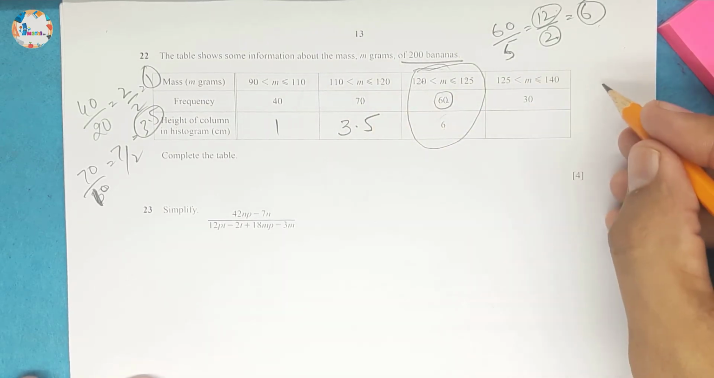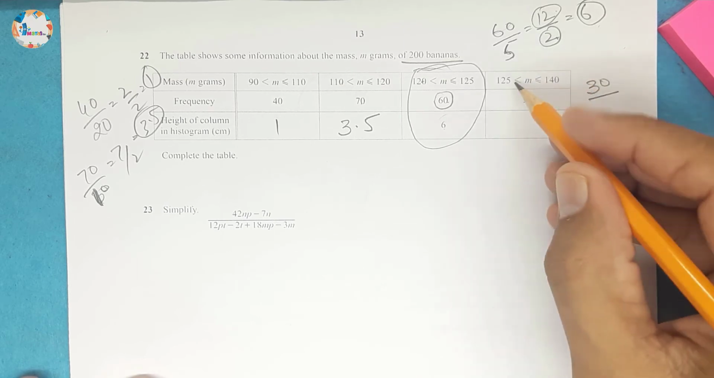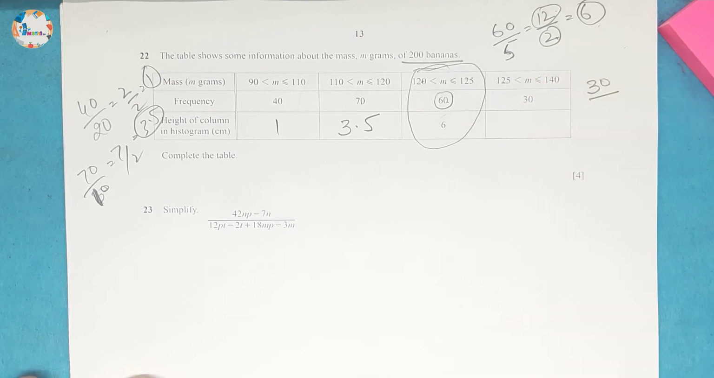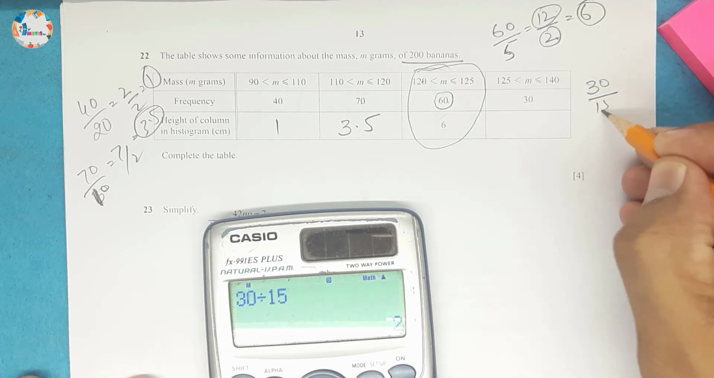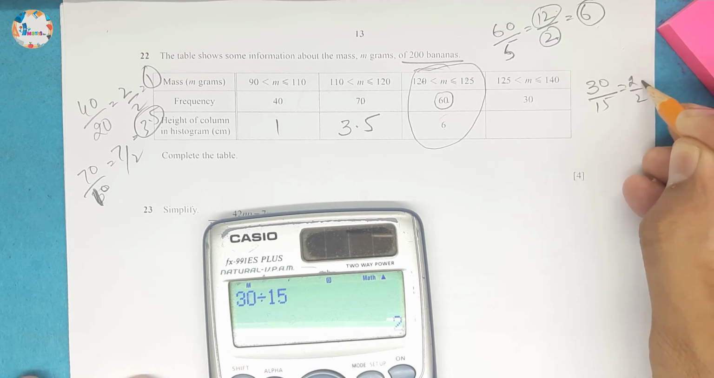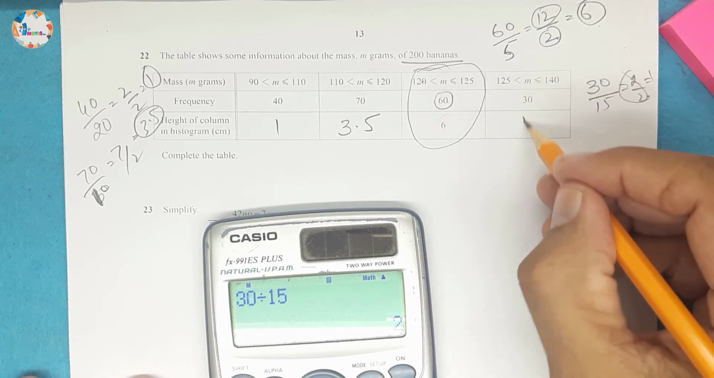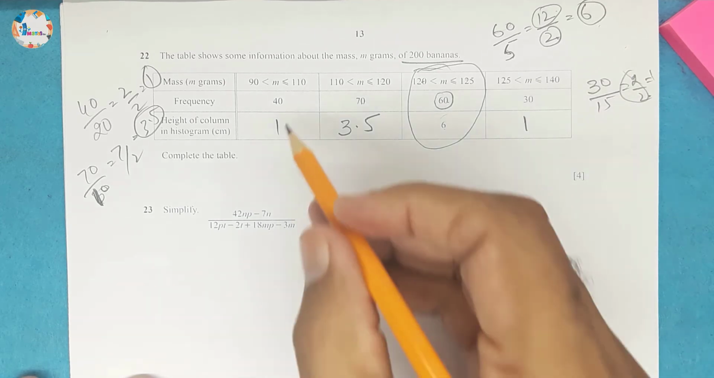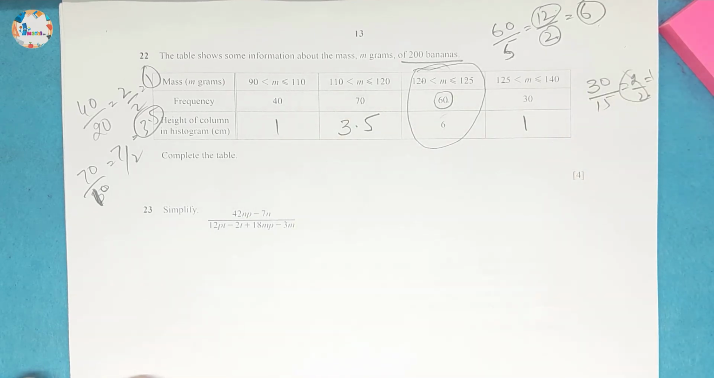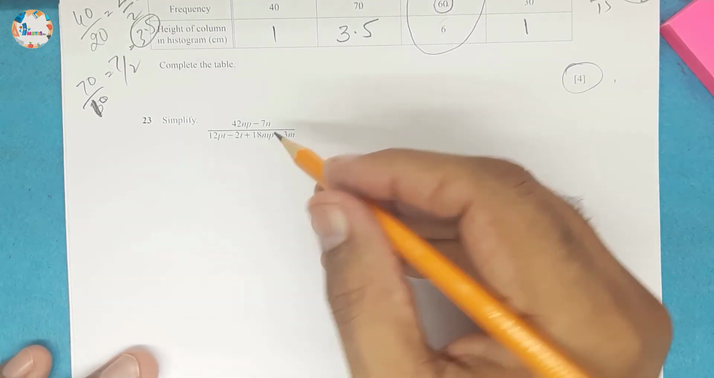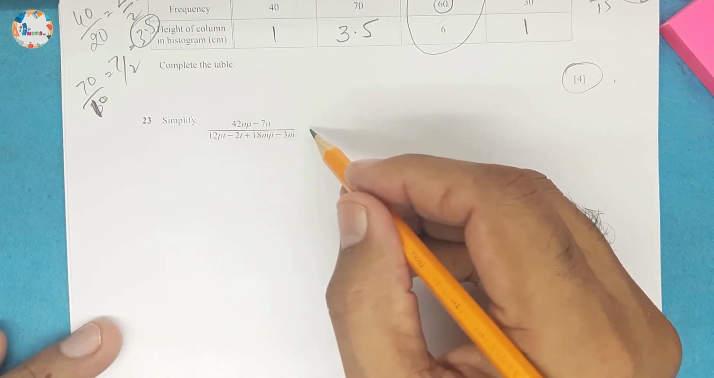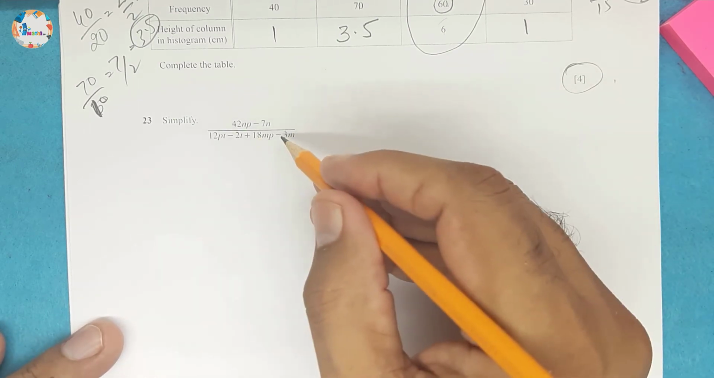Now for this one, 30 will be divided by the class width, which is 15. So 30 divided by 15 will be 2. So 2 will again be divided by 2, so we will get 1. So it will be 1 over here. So we have completed this table. 4 marks for this easier question, I think. So it's good. Now question number 23, we have to simplify this one.